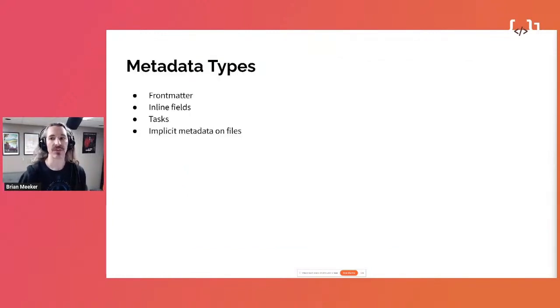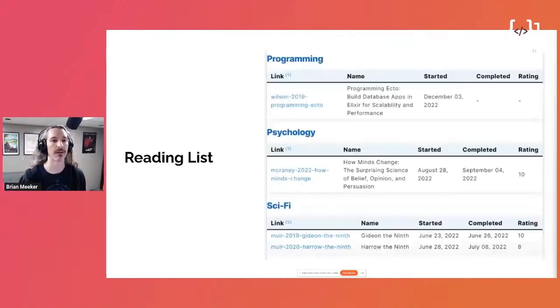So you could use several types of metadata with Dataview. First, Obsidian itself supports front matter, which is just a block of YAML at the beginning of each Markdown file, which we'll see an example of in a second. Dataview also adds support for inline fields and tasks, but I won't be showing that in any of these examples here. And then finally, there's some implicit metadata on each file, such as its name, folder, link, etc.